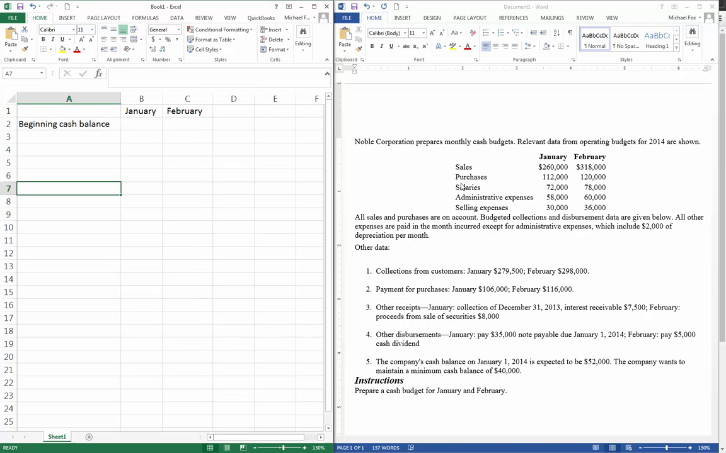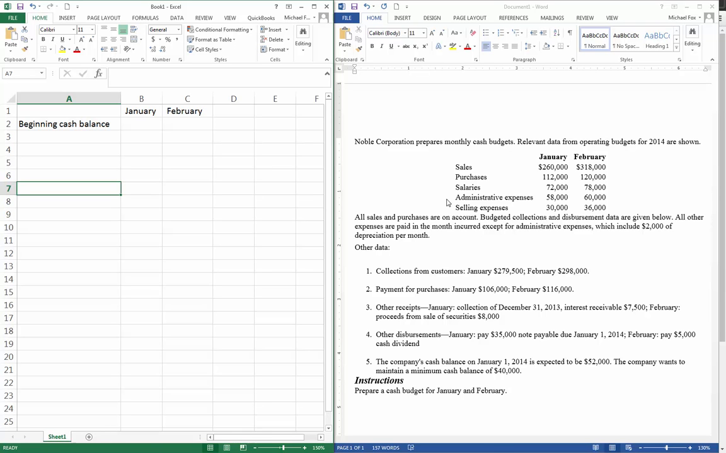You see on the right here it says Noble Corporation prepares monthly cash budgets. Relevant data from operating budgets for 2014 are shown. And there's all the information. Then all sales and purchases are on account. Budgeted collections and disbursement data are given below. All other expenses are paid in the month incurred, except for administrative expenses, which include $2,000 of depreciation per month.